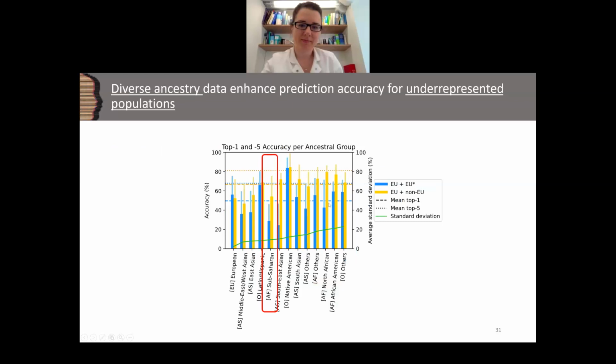So therefore, we are trying to prove that improving the diversity in the training data can really improve the performance, especially for the underrepresented population. And also we see that the performance drop for the European is really slight. So it also tells us that originally our model fits too well, it is very biased to the European ancestry.